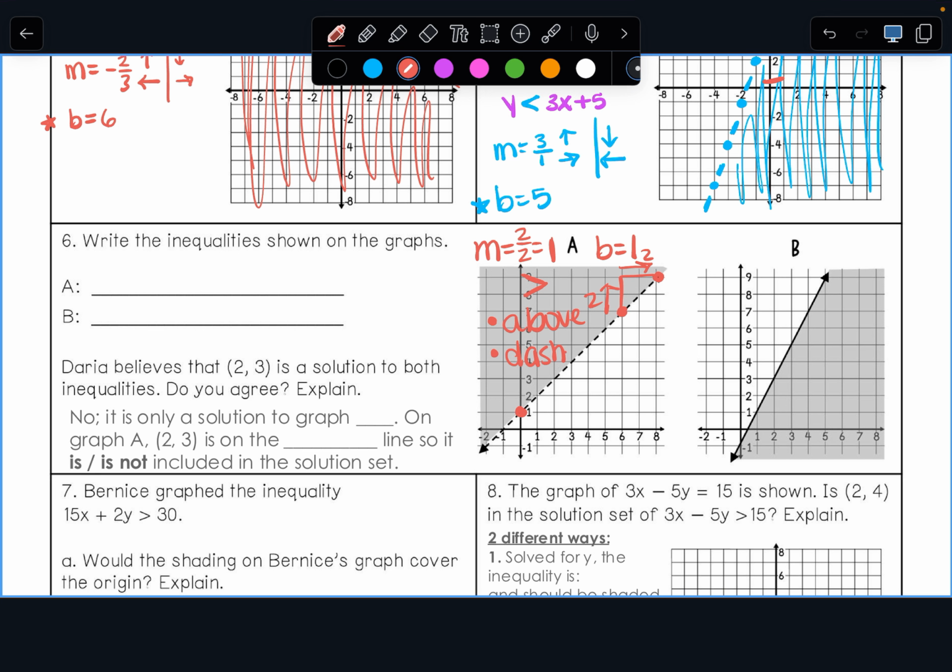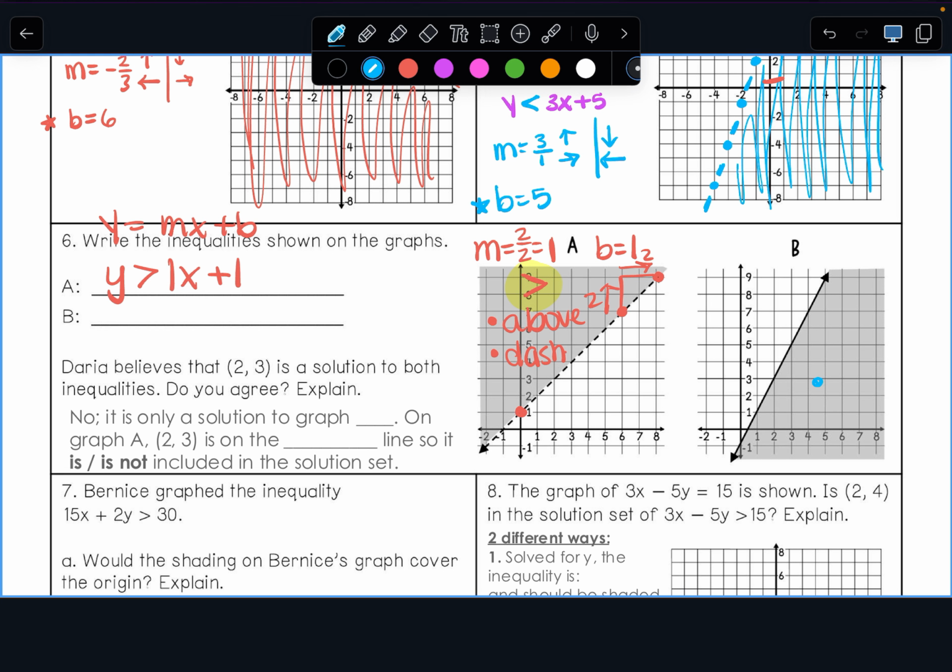So my inequality is going to be what? Y is greater than 1x plus 1. You use y equals mx plus b as your template, as your guide. Okay, let's look at B.